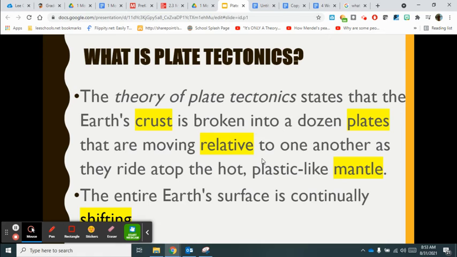What is plate tectonics? The theory of plate tectonics states that Earth's crust is broken into a dozen plates that are moving relative to one another as they ride atop the hot plastic-like mantle. The entire Earth's surface is continually shifting.